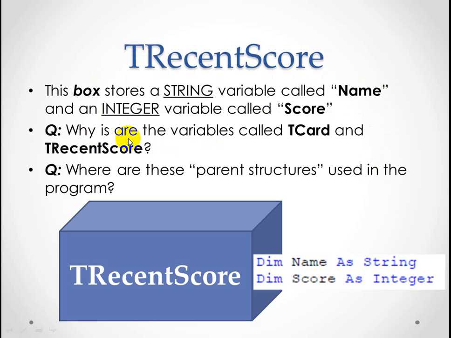Why are the variables called T-card and T recent score? That's what you must tell me. Where are these parent structures used in the program? In other words, where are they, if you like, you can use the word called. So where are they reused?